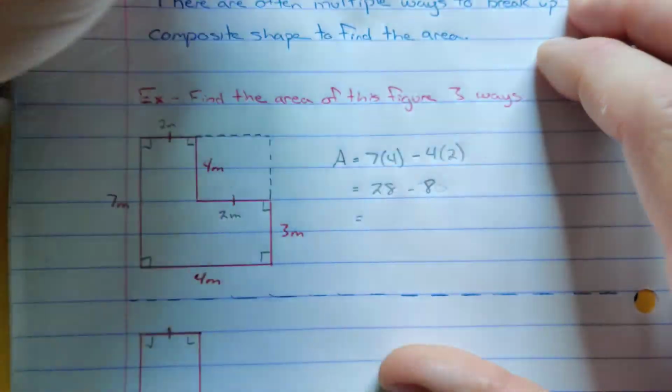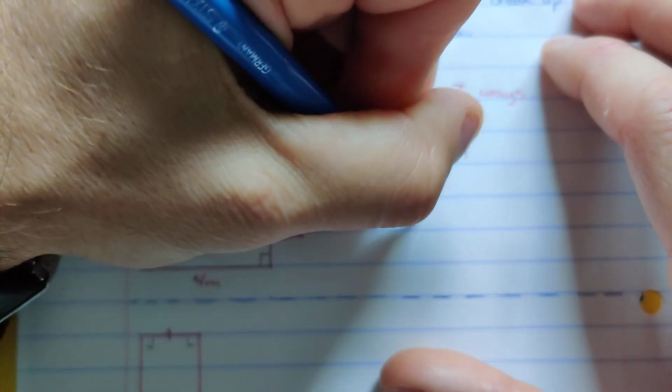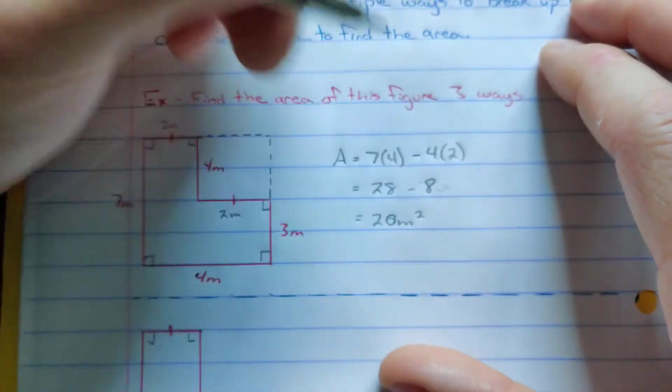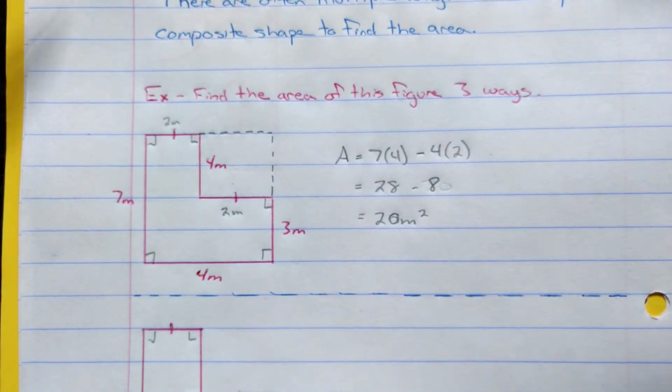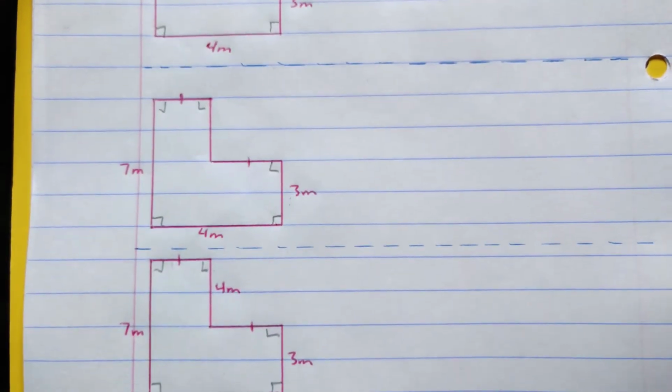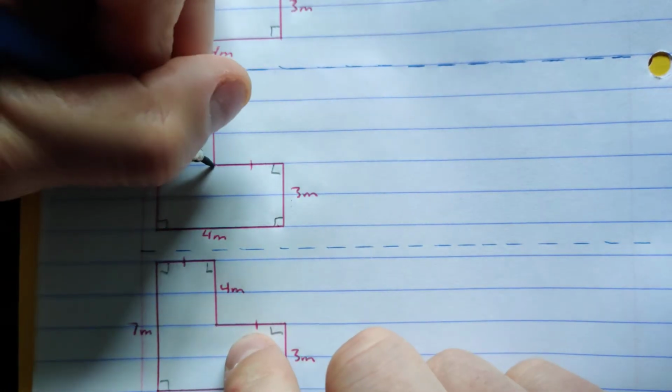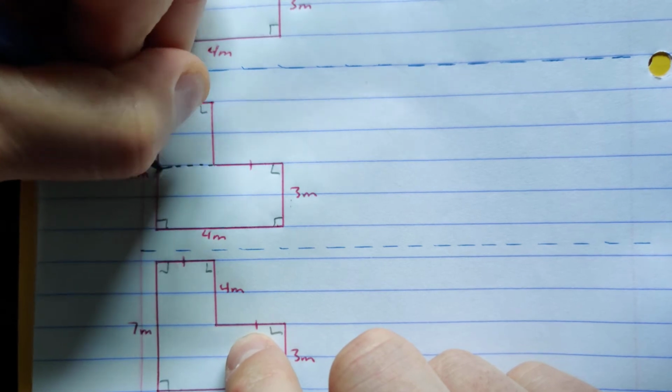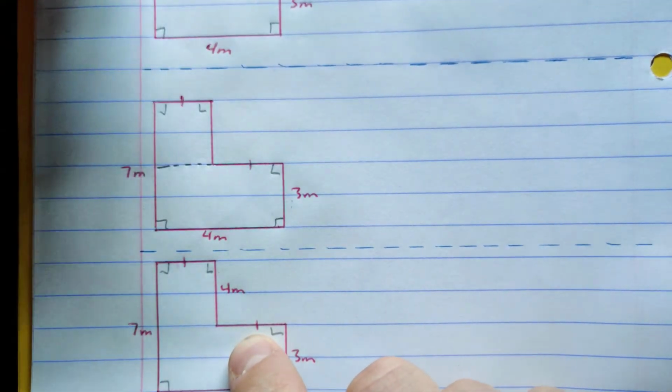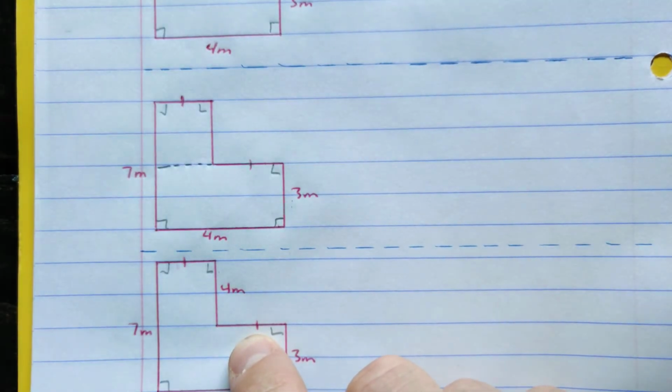So I'm going to have 20 meters squared. So that's one way. We can fill in the gaps and take them away. Another way. Well, I could break this up right here. Now I have a rectangle up here, and a rectangle down here.